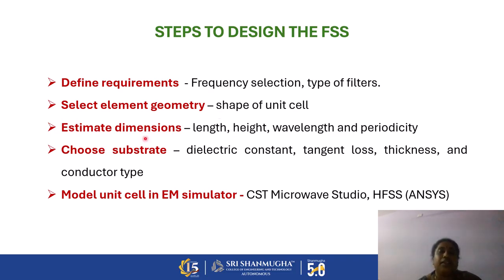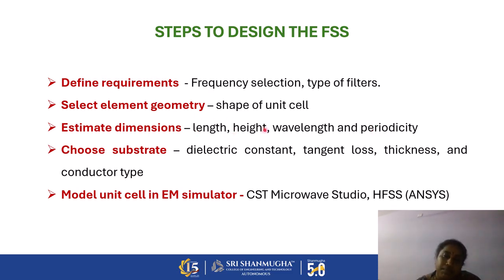And next one, estimate dimensions. After choosing the shape, we need to fix some length value, height value, wavelength, and periodicity. Once we choose the frequency band, first we need to calculate the wavelength, and after that the periodicity, and then the length and height of the element.